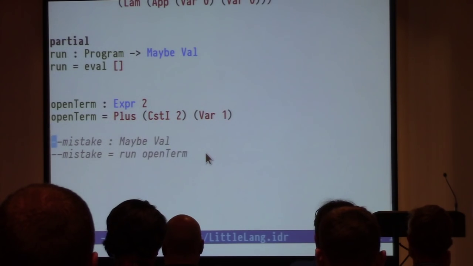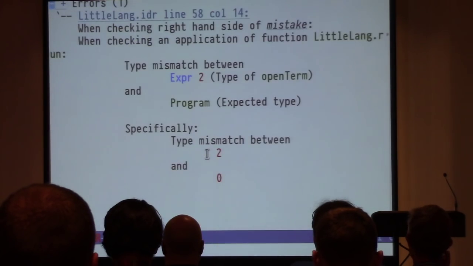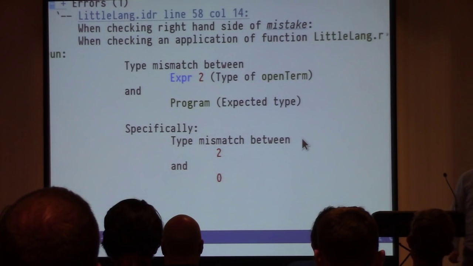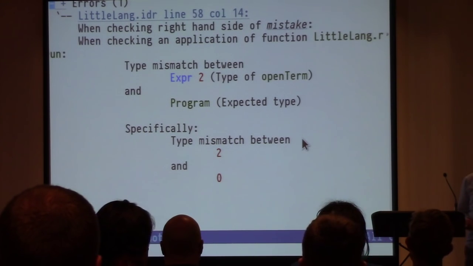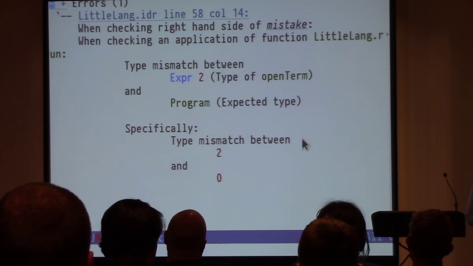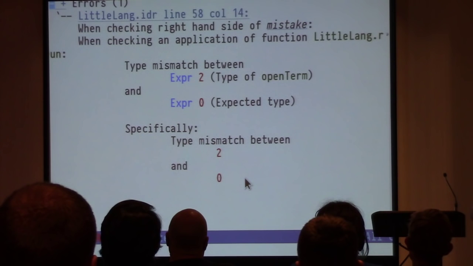And if I then uncomment my definition of mistake, I get back this type error. And I see that I've got a type mismatch between expr of 2 and program. Specifically, it's a mismatch between 2 and 0. If I didn't know how this library or this little interpreter is implemented, I'd be really confused right now. Like, wait, where is that 0 coming from? What do these have to do with each other? So I move my mouse up to this term here, I right-click it, and I say normalize it, and then the connection becomes much, much more clear.